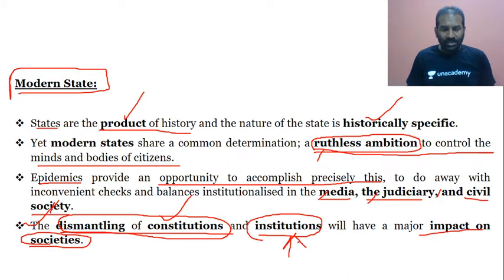What are the institutions which are dismantled, not because of the national lockdown, but because of the overreach of the power by a few countries across the globe? Which are the institutions? The institutions are nothing but the media, the judiciary, civil society, civil liberties, and human rights. And overall, it is the constitution, democracy.